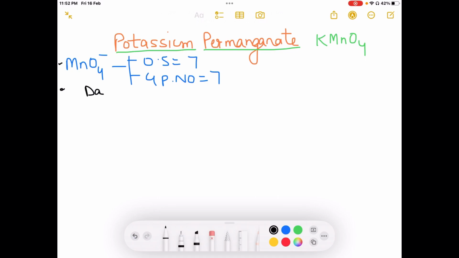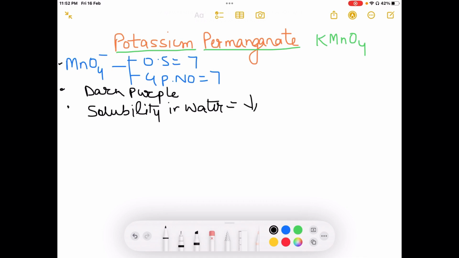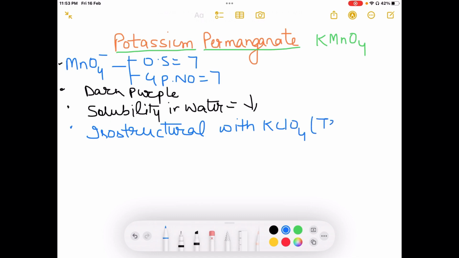It is dark purple in color, almost blackish. It has low solubility in water. It is isostructural with potassium perchlorate KClO4, and the two have tetrahedral structure. Both of them show tetrahedron.